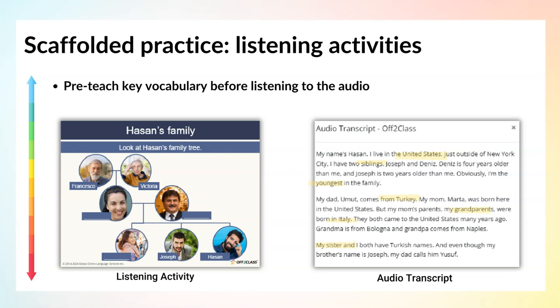Now, let's take a look at how you can scaffold the listening activities in a step-by-step lesson. First of all, you can pre-teach key vocabulary before listening to an audio exercise. For example, here, before you play the audio, you can show students maps of the United States, Turkey, and Italy, including the cities mentioned in the audio. Illustrate the concept of siblings, including the idea of oldest and youngest.